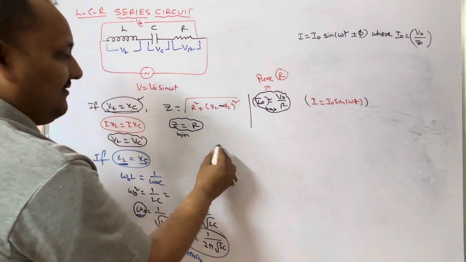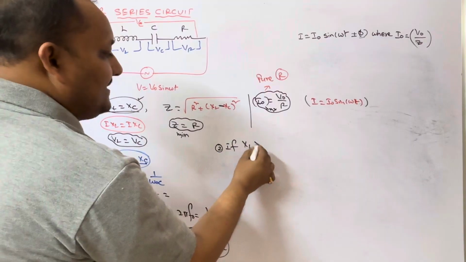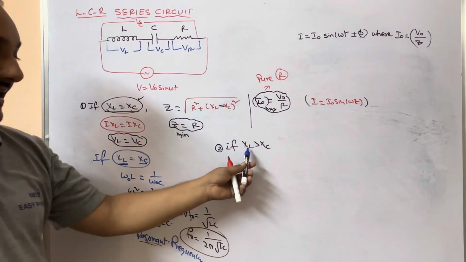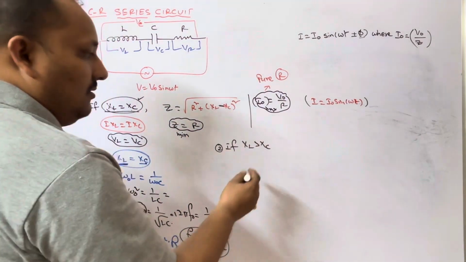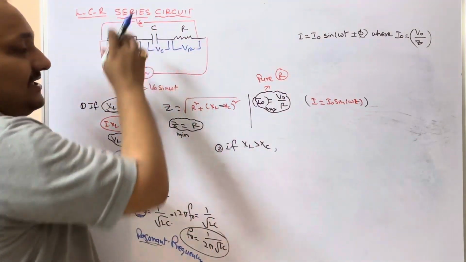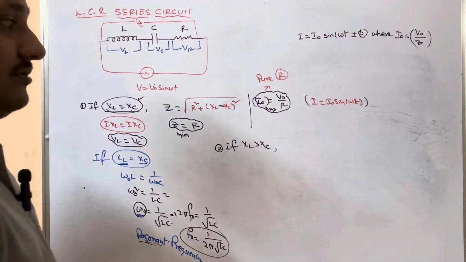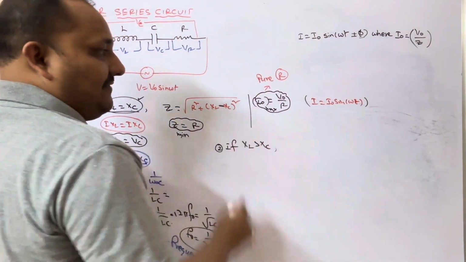Next, second one. If XL is greater than XC, which is more? XL is greater than XC. Then in this circuit, which is going to dominate? We will see. But before going to this, we left one point.